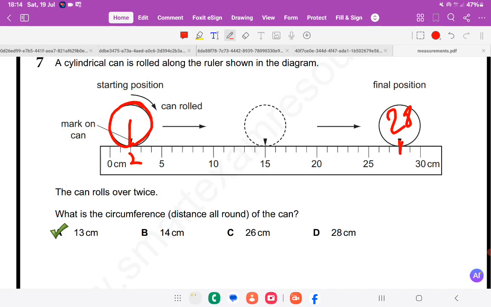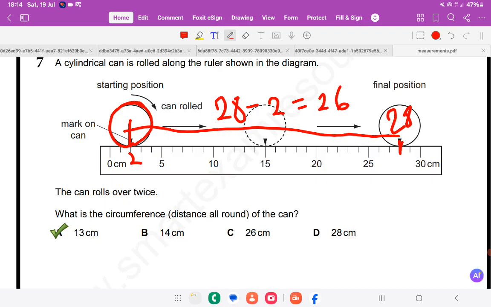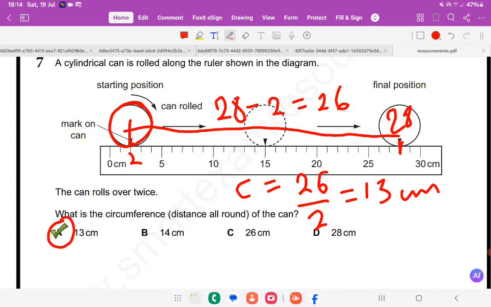Okay, so that means the distance it has covered is going to be 28 subtract 2, which is 26. We are told that it has rolled twice, so to find the circumference C, we simply divide the distance covered, which is 26, divided by 2, which is 13 centimeters. So in this case, the answer is 13, which is A.